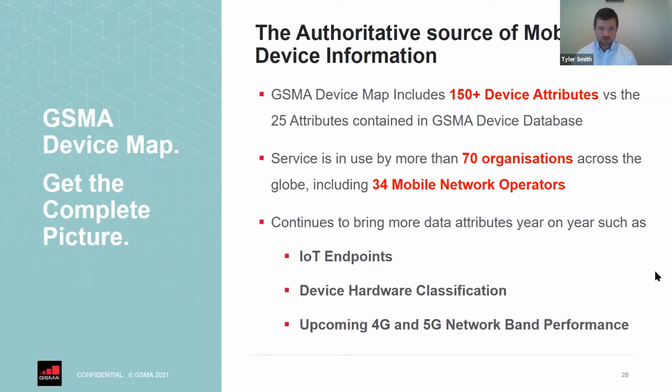And then the last point on this slide is the upcoming 4G and 5G network band performance information. This is scheduled for release in Q2 of this year. And this is going to be a lot of new data and very, very relevant to the mobile network operators across the world. These new data points will indicate to operators the expected performance of 4G and 5G devices.